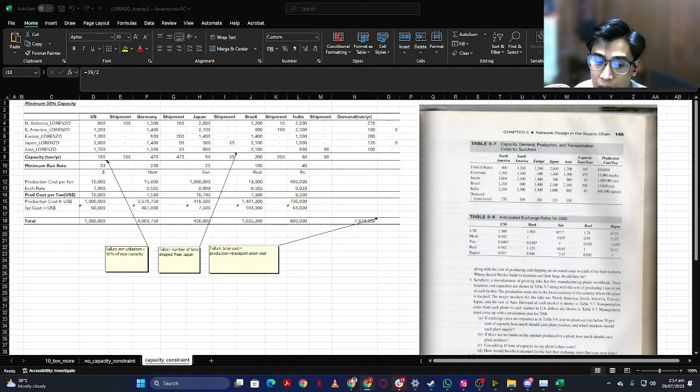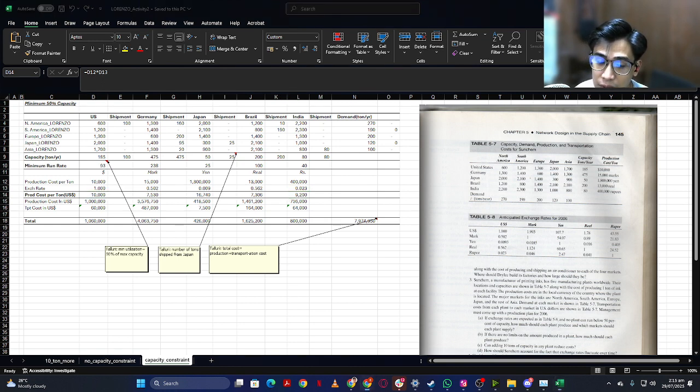For the production cost per ton in USD, we multiply the local production cost per ton by the exchange rate from table 5 to 8. The sample results are as follows. You can see for the US we have $10,000, and then 530, and then Japan has over 16,740, and then for Brazil we have 7,306, and then for India we have 9,200.